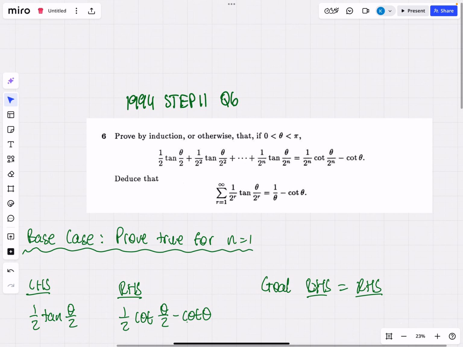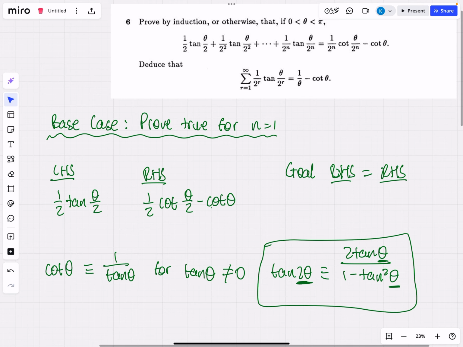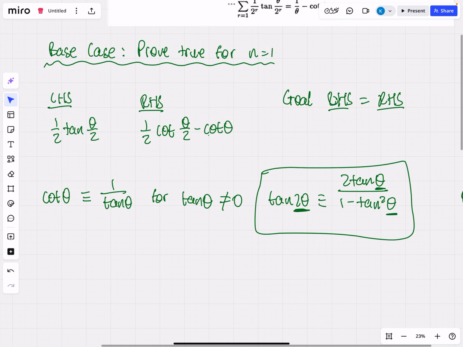So, obviously, base case, we need to prove true for n equals 1. So we want to show that the left-hand side is equal to the right-hand side. That's our goal. And the two facts that we're going to need to know is that cot theta is congruent to 1 over tan theta, of course, provided tan theta does not equal 0, and that tan 2 theta is congruent to 2 tan theta over 1 minus tan squared theta.